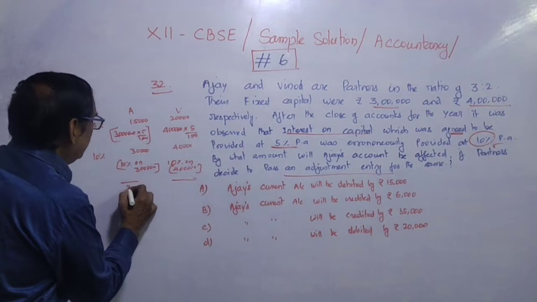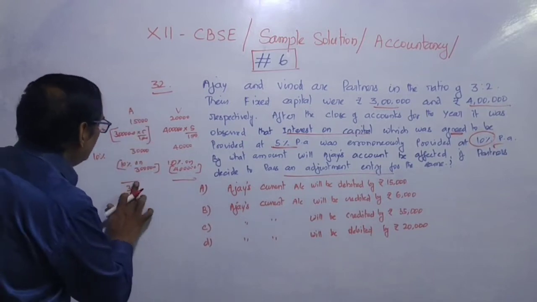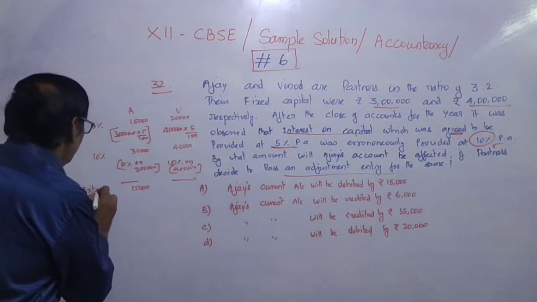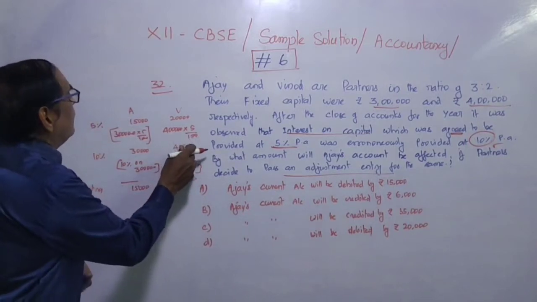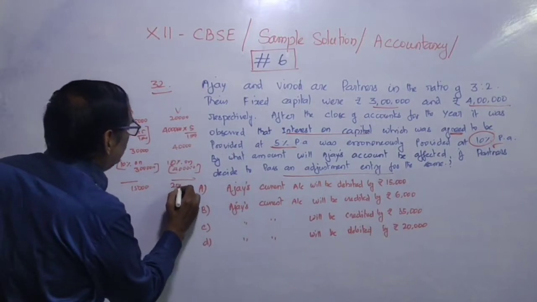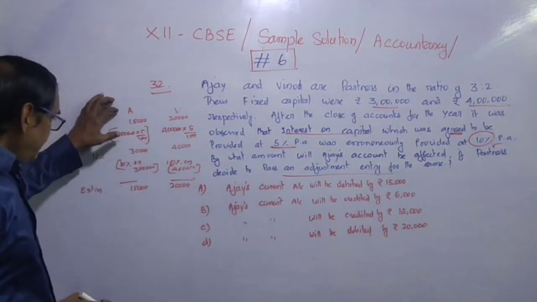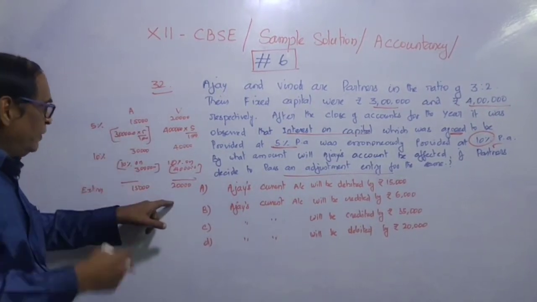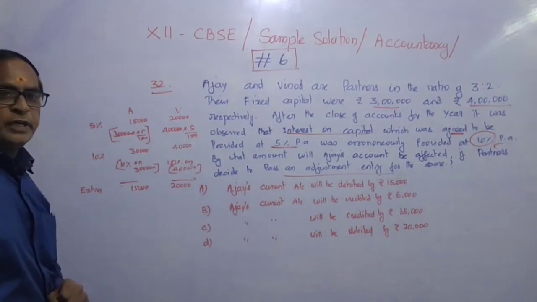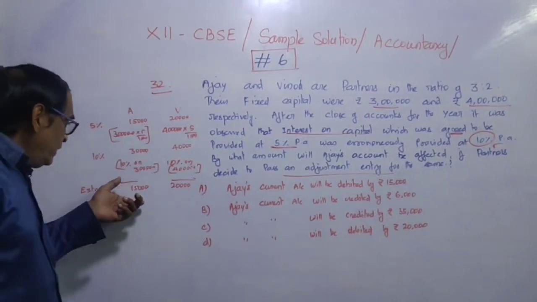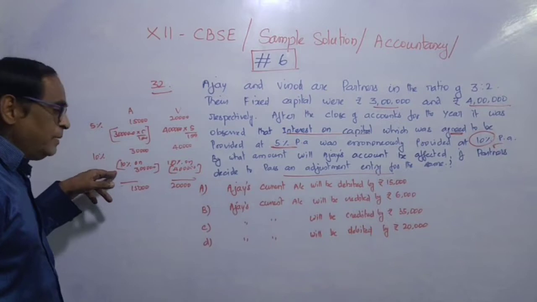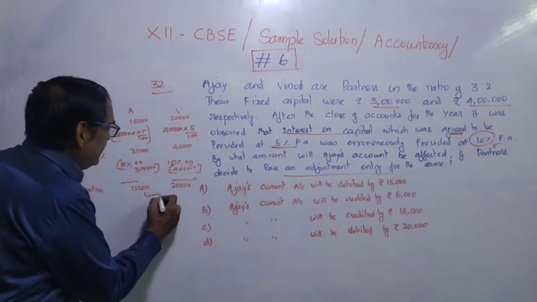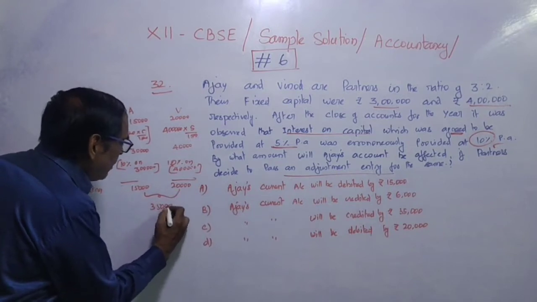Extra how much? 30,000 minus 15,000, that is 15,000 extra. They have received both. Here 40,000 minus 20,000, 20,000 extra. So A has obtained 15,000 extra, and Vinod has obtained 20,000 extra. Had we not given this interest on capital at 10%, this 35,000 would be treated as a profit. Please understand, this 35,000 would be the profit.